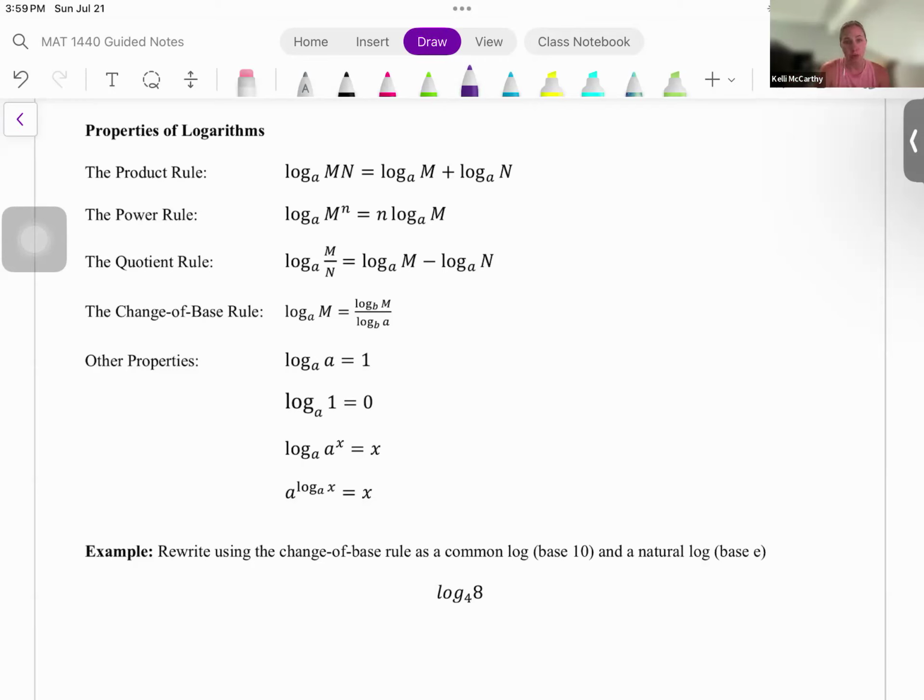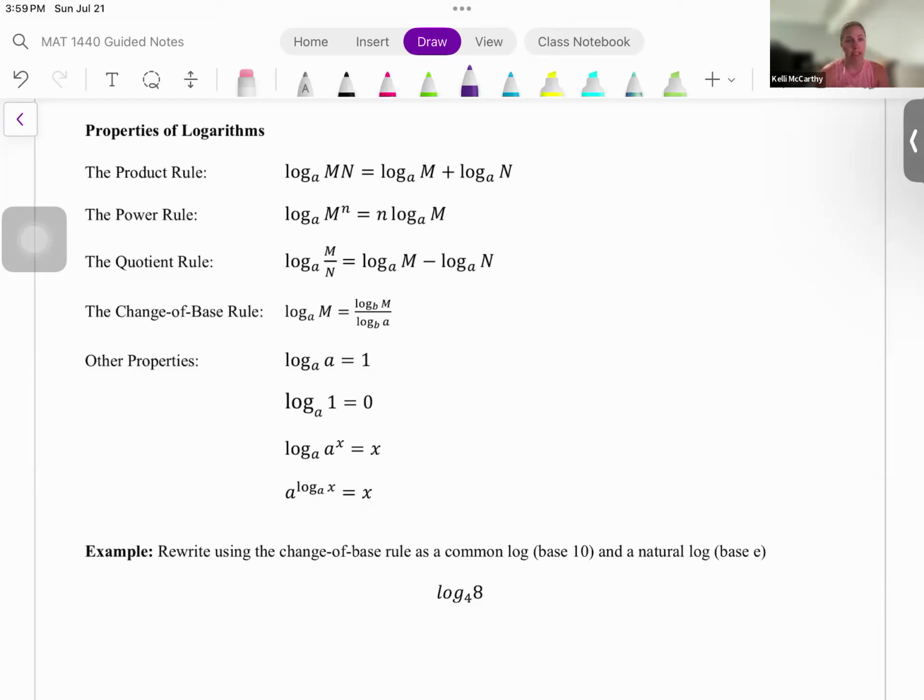The change of base rule, log base a of m. So the change of base just says we can take any logarithm of any base and rewrite it as any other base. So log base a of m is equal to log base b of m divided by log base b of a. Now, the most common conversions for change of base are going to be our common log, or a base 10 logarithm, and a natural log, base e, which we're going to see in the next example.